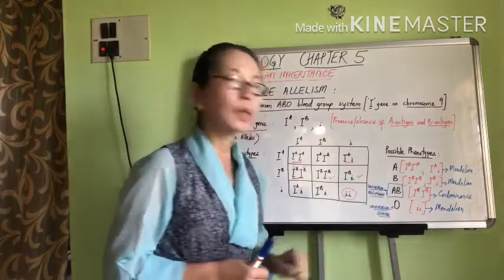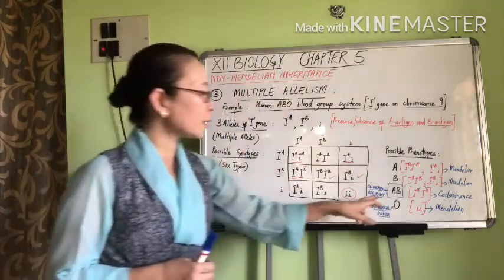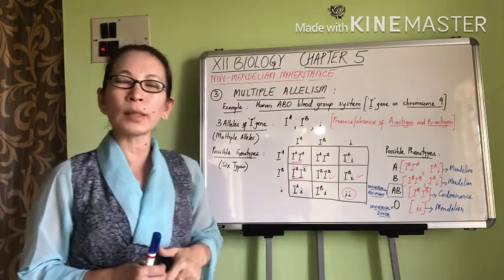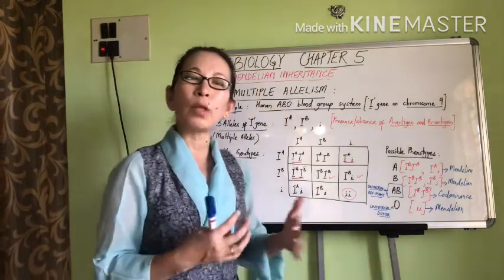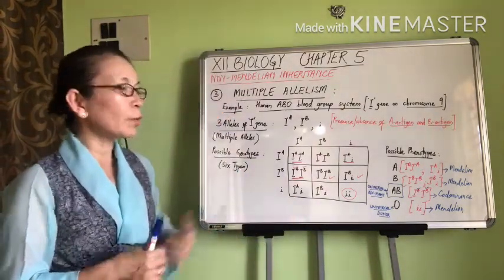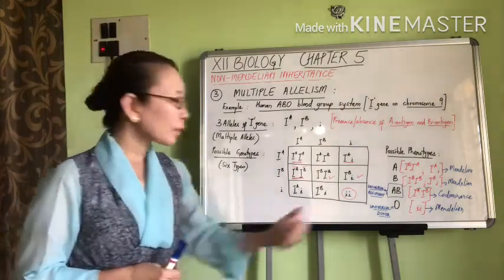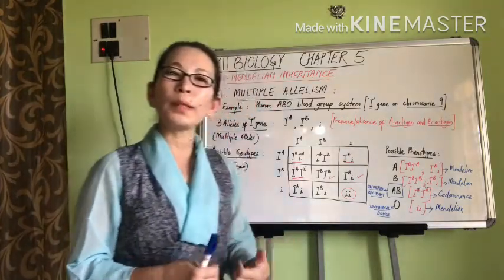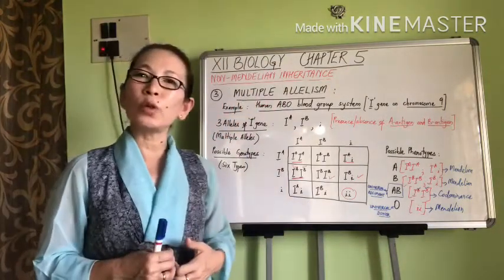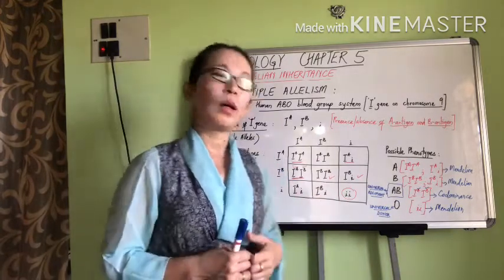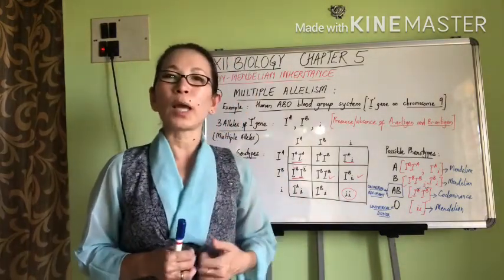So, universal recipient. This is because AB has both antigens, A antigen as well as B antigen, so it doesn't make much difference in terms of receiving blood from any of the different blood types. O blood type is a universal donor because they lack both antigens, so it will never cause any kind of immune reaction.